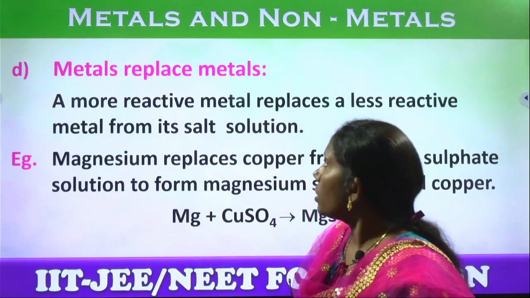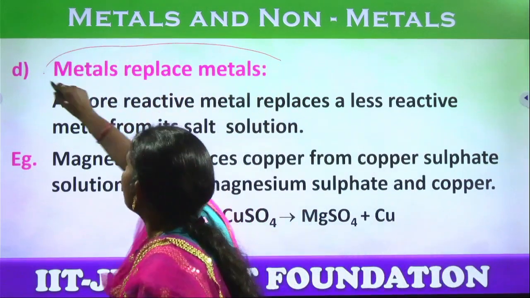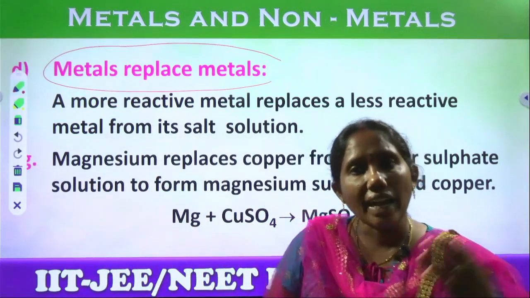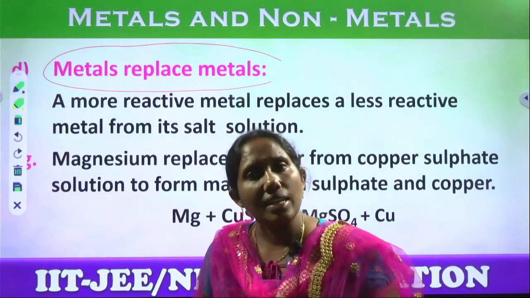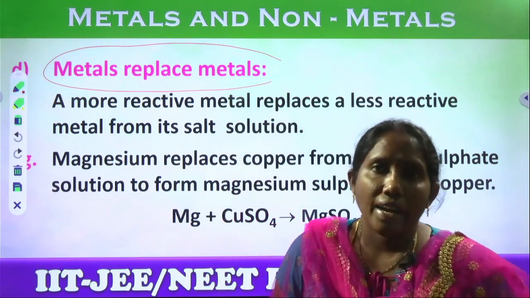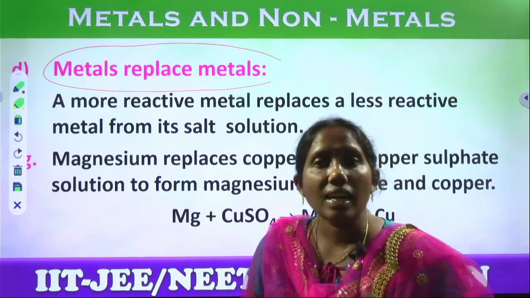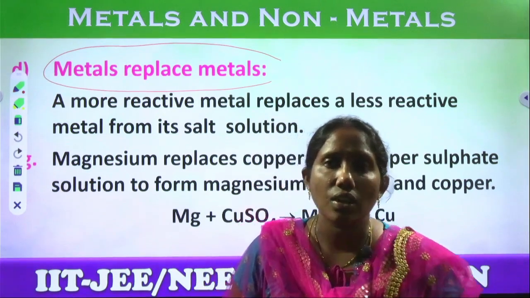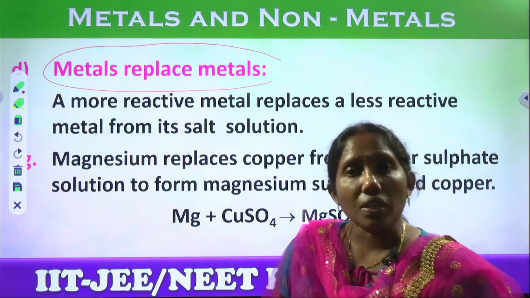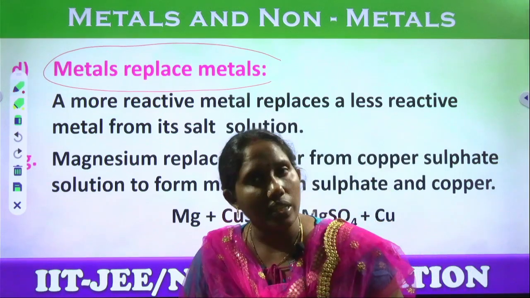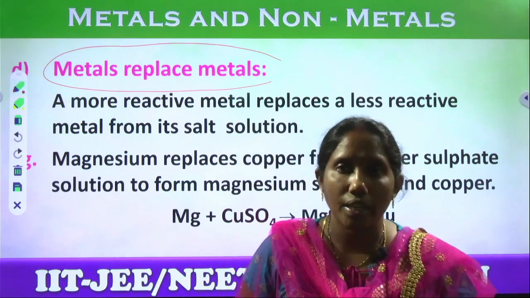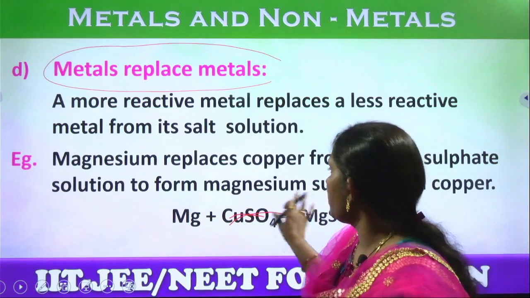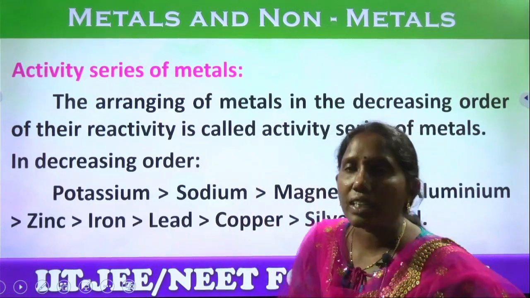So metals replace metals. Highly reactive metals can replace the less reactive metals. To understand this reaction, we should know the reactivity series of the metals. We should know first of all which metal is highly reactive, which is less reactive, which is moderately reactive. See here. This is the activity series of the metals.